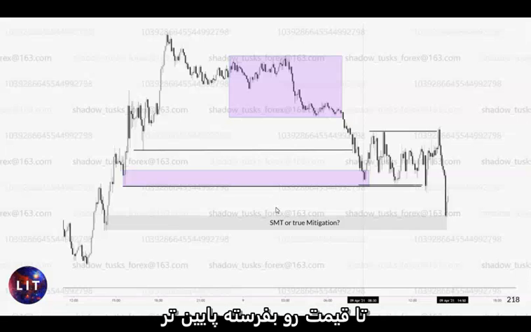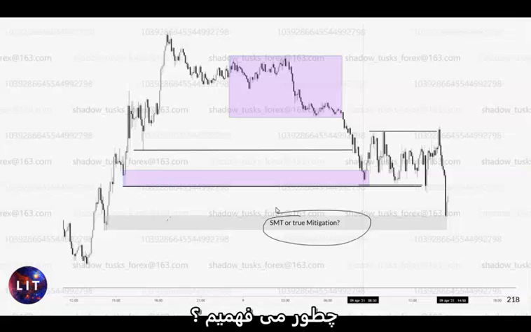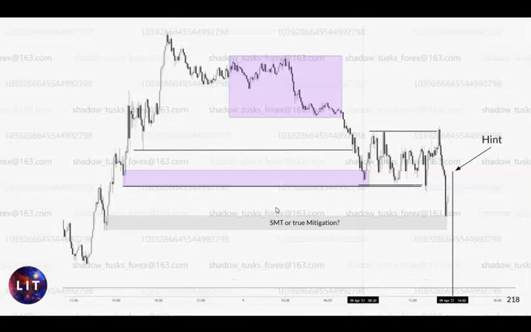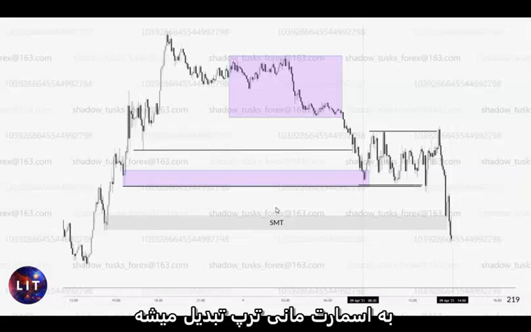To price lower. So how do we know if this is a smart money trap now or mitigation? Right? How do we know? We can know out of multiple interests, but again, we use timing now for the daily cycle. A hint, right? So what does the timing say here? It's not New York trap time now. So guess what? It becomes a smart money trap.